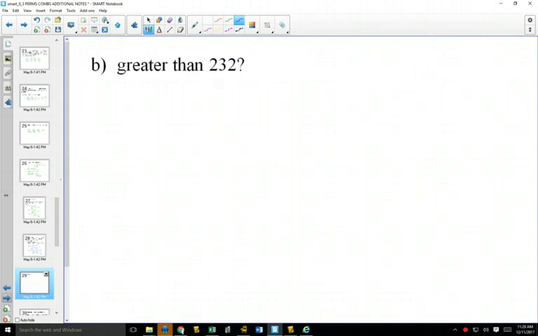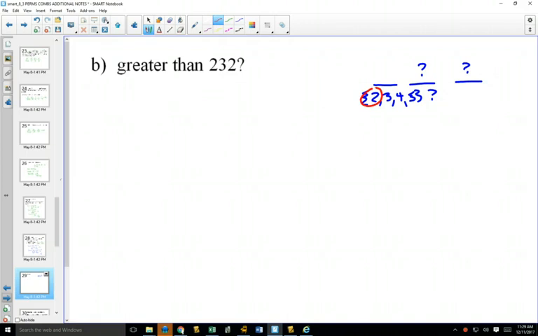Part B, we need to be greater than 232. We're still using the numbers 1, 2, 3, 4, and 5. So in this one, can you see that your first number could be a 2, a 3, a 4, or a 5? That's the possibilities. But we have problems here because I don't know what I would put second if I chose the 2. Can you see that the 2 is going to cause problems? Yeah.